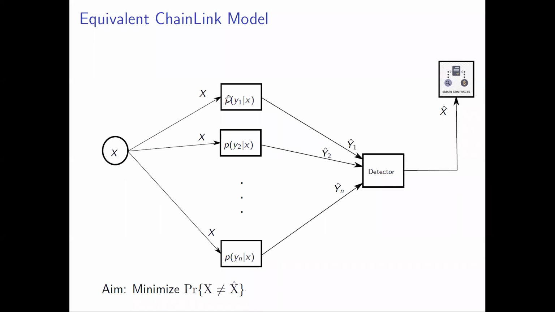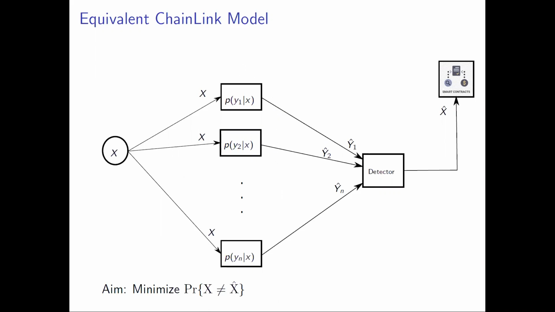Now, X is then sent through these channels, which model the websites, and these websites then provide noisy versions to a detector. The detector, looking at those noisy versions, needs to decide what X is. And then the detector sends X hat to the smart contract. And the aim is to minimize the error probability that X is different than X hat.